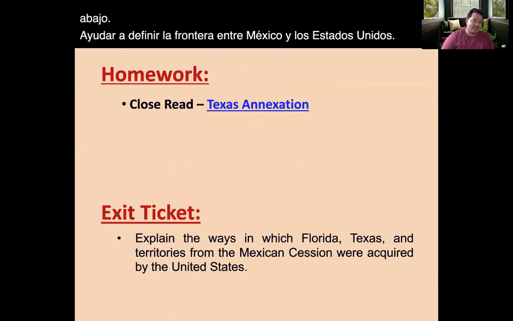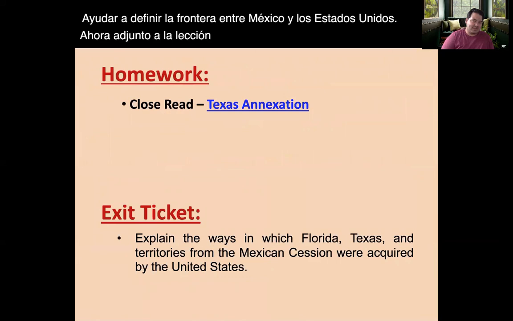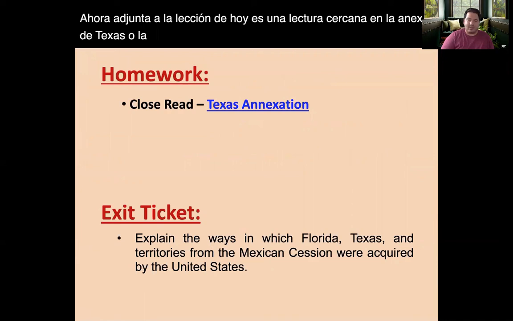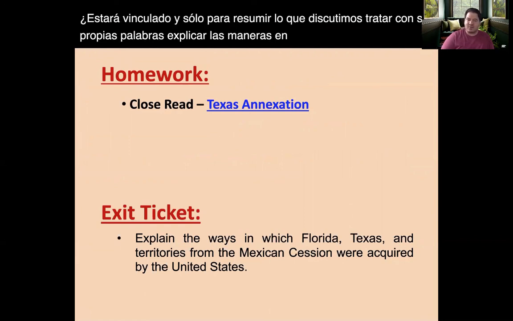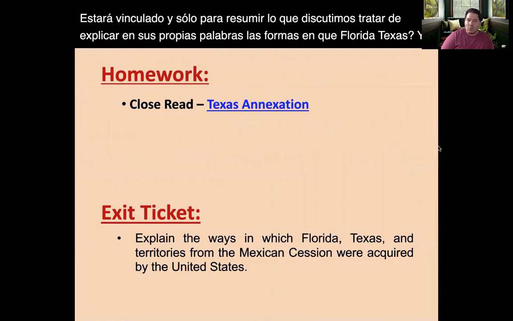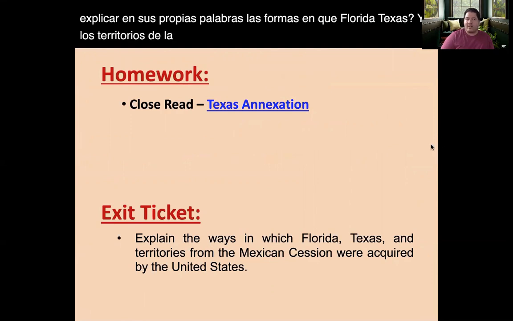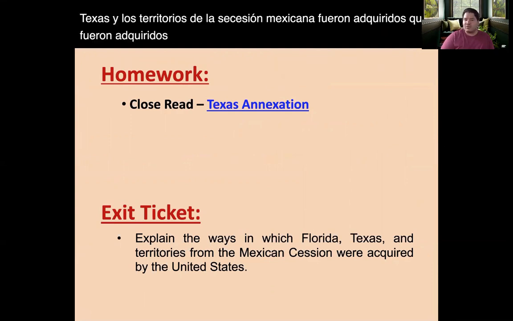Now, attached to today's lesson is a close read on the annexation of Texas that will be linked. And just to sum up what we discussed, try to, in your own words, explain the ways in which Florida, Texas, and the territories from the Mexican Cession were acquired. They were acquired in various ways. Which ways or methods were used to do so?